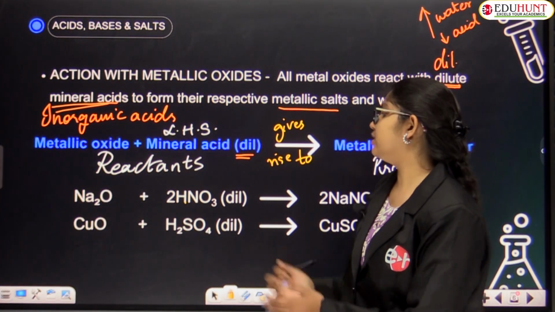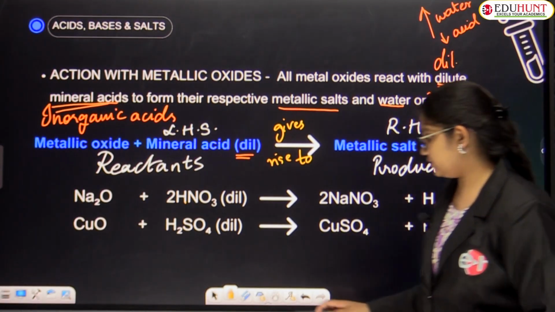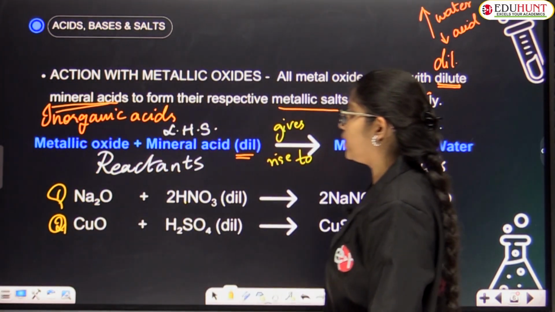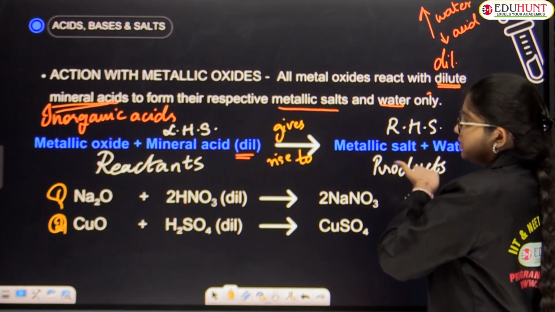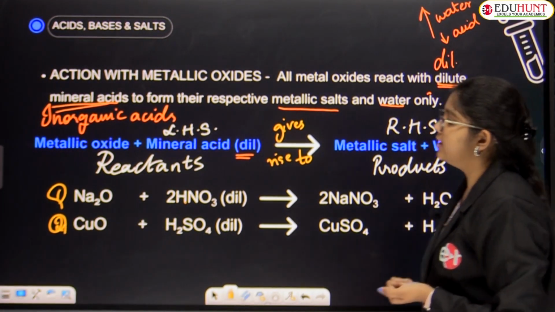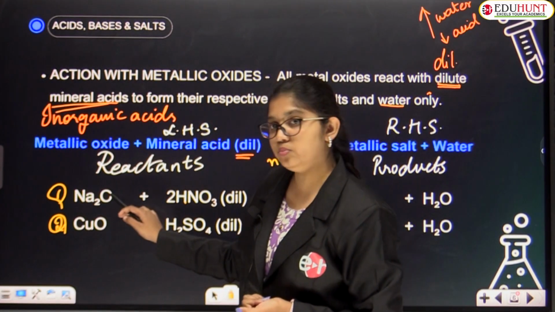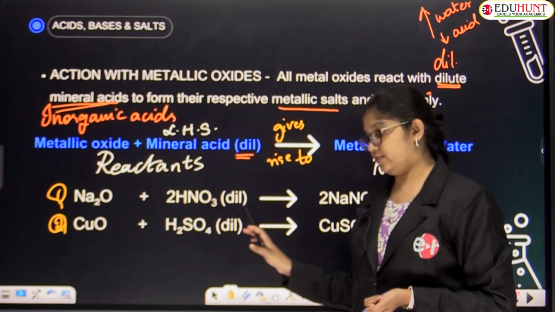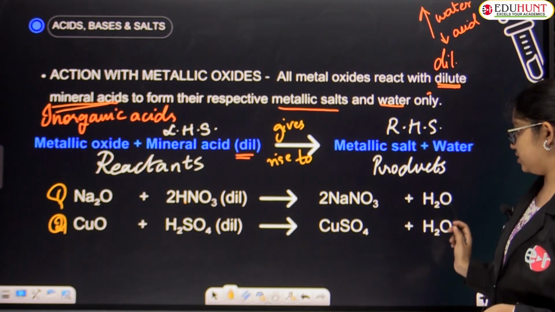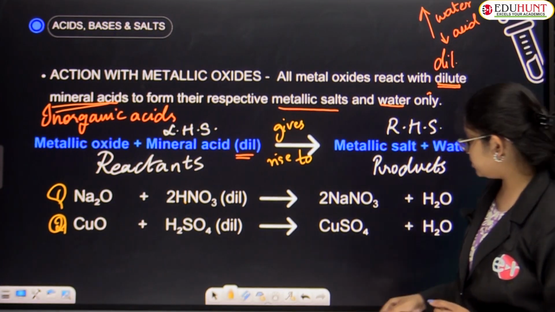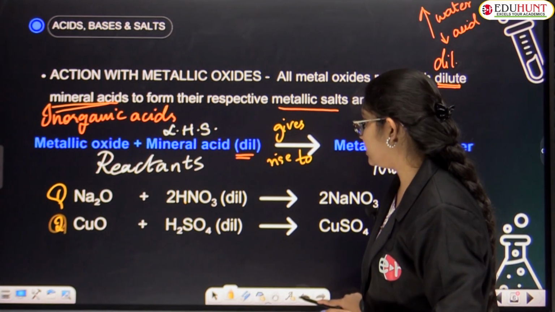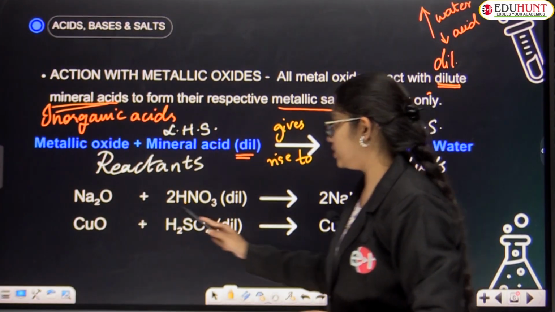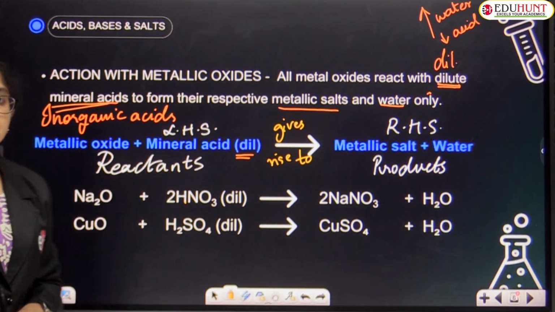Now, here we have the particular examples for you. Example number 1 and example number 2. Here we have taken Na2O reacting with 2HNO3, dilute condition, giving rise to 2NaNO3 plus H2O. So, shall I write the names, children, for you? Yes, I'll write them. Here Na2O is called sodium oxide.